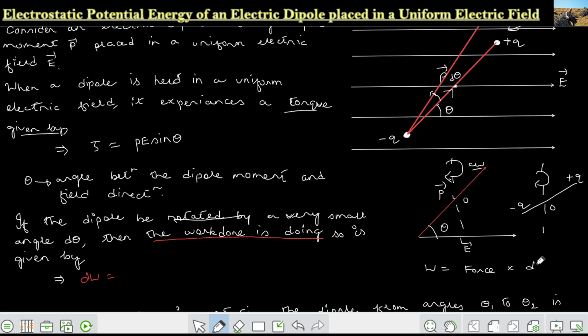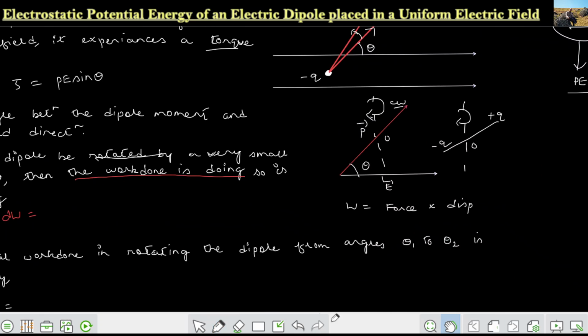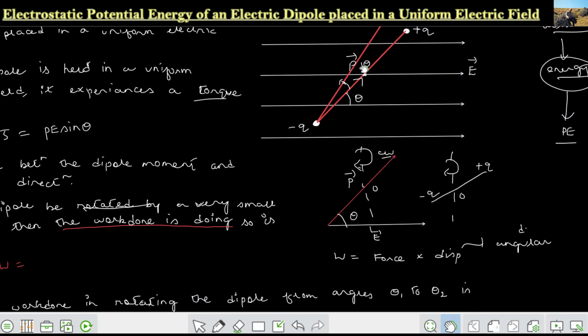W equals force into displacement. Over here, what type of displacement? The displacement in this case will be angular displacement. It is not linear displacement. It is the angular displacement related to that small change, d theta. So that d theta is our angular displacement. And what is this force? This force is that torque, rotational force, and it is your tau.